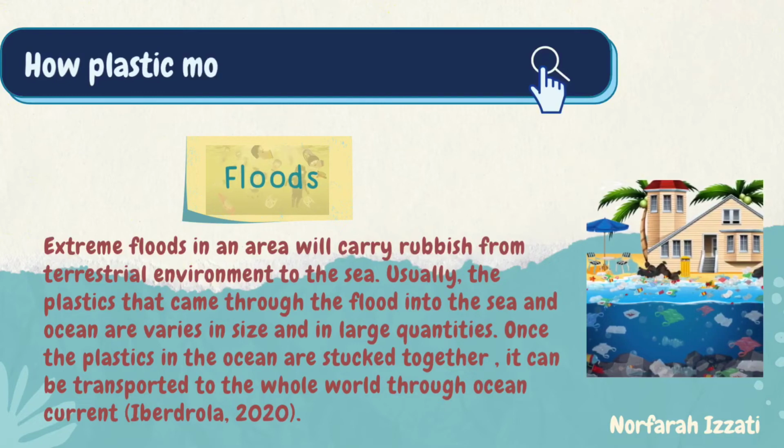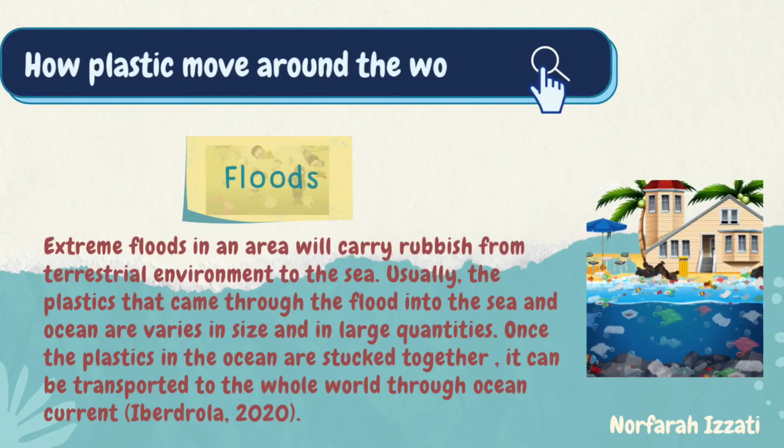Lastly, plastics also move through floods. Extreme floods in an area will carry rubbish from the terrestrial environment to the sea. Usually, the plastics that come through the flood into the sea and ocean vary in size and are in large quantities. Once the plastics in the ocean are stuck together, they can be transported around the whole world through ocean currents.